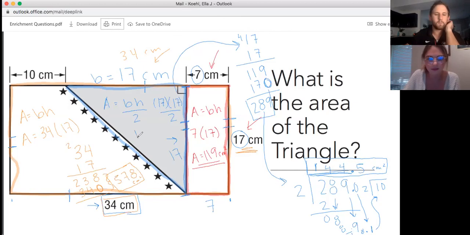So just to wrap it up, just remember the area of those small rectangles is 119 centimeters. The area of the full-blown orange rectangle is 578 centimeters squared. And the area of the triangle is 144 and 5/10 centimeters squared.